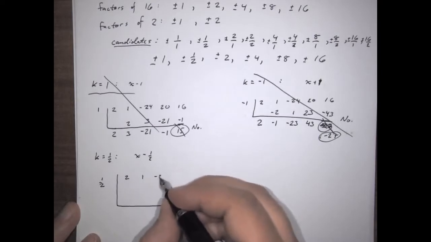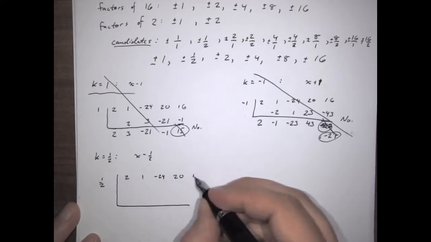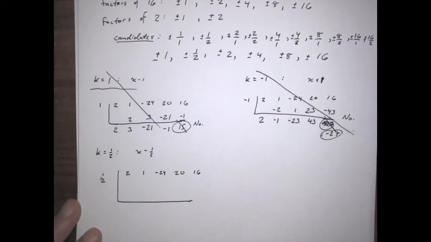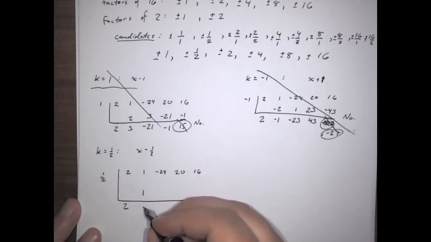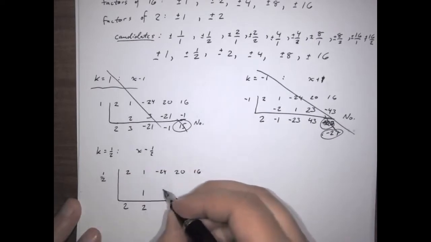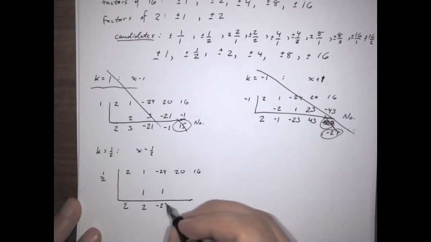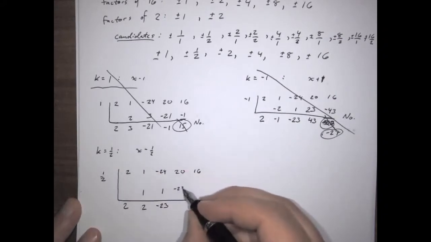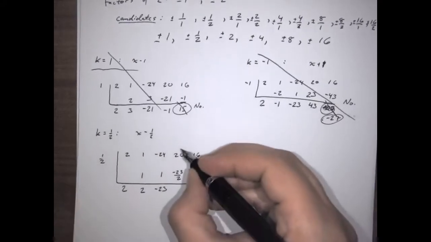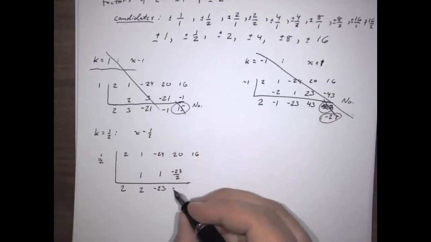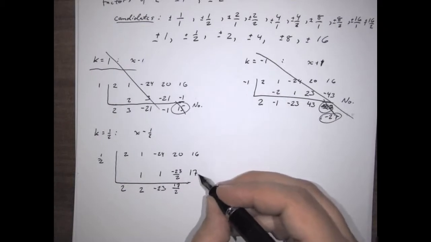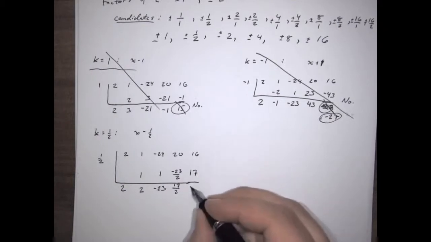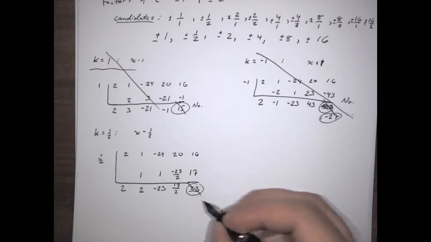2, 1, negative 24, 20, 16. Alright, down comes a 2, multiply makes a 1, add those makes a 2, multiply makes a 1, add those makes negative 23, multiply makes negative 23 over 2. That's going to be 40 over 2, so that's going to make 17 over 2. Multiply is going to make 17, add is going to make 33. No.